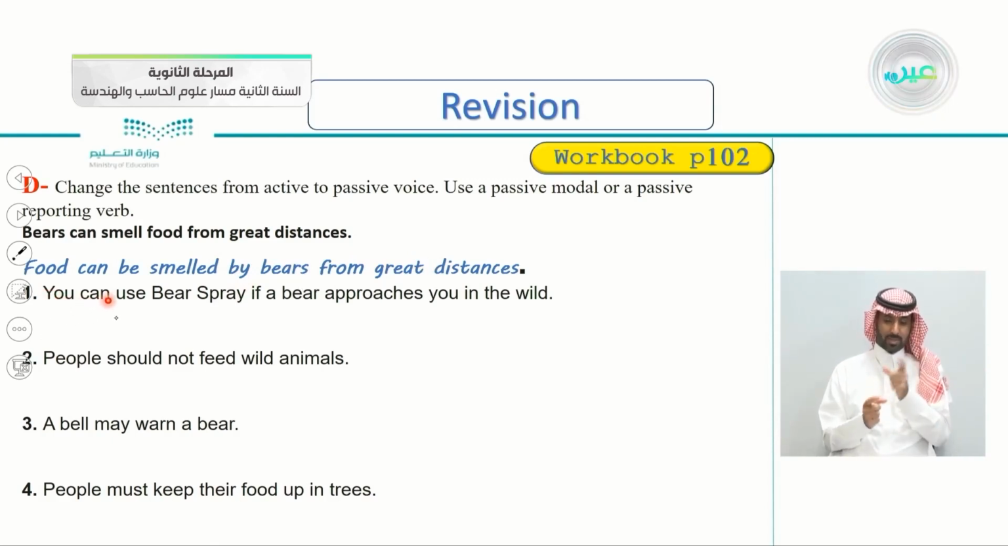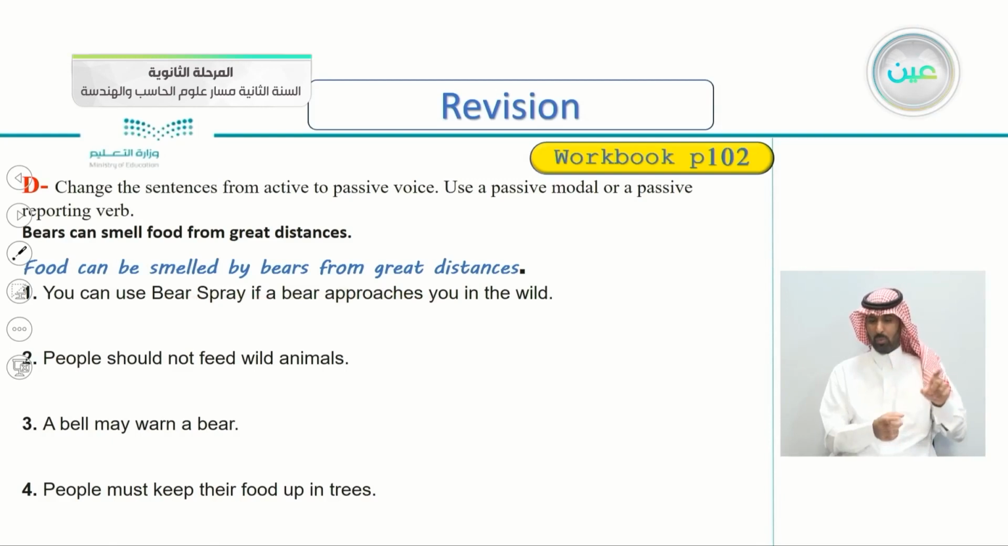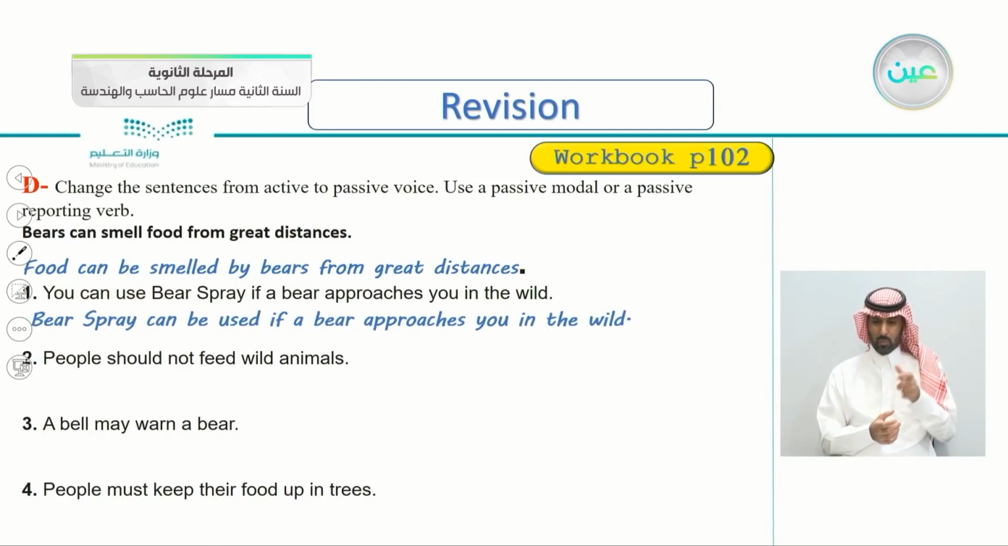So number one, you can use bear spray if a bear approaches you in the wild. You can use bear spray, begin with the object. You can use bear spray if a bear approaches you in the wild. So how do we answer this one? Change from active to passive voice. So number one would be, yes, bear spray can be used. So we begin with the object, bear spray. Bear spray can be used if a bear approaches you in the wild.